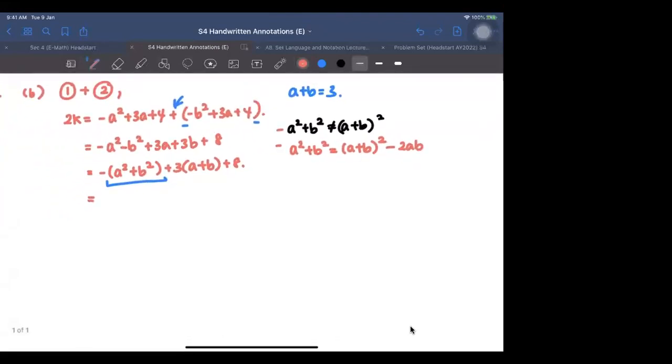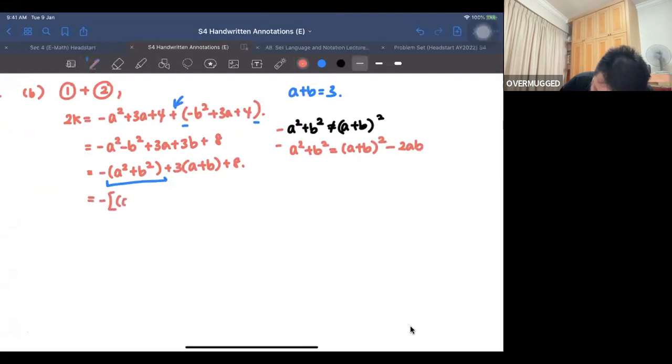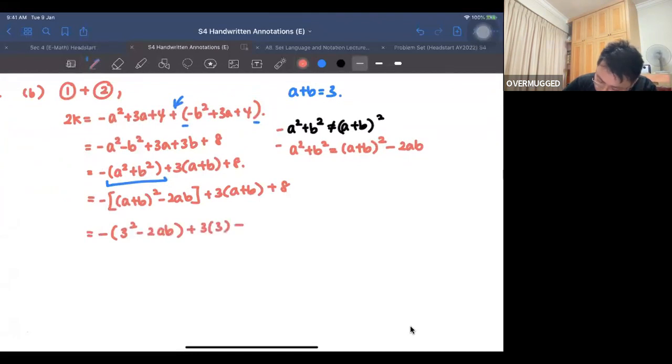So I'm going to perform this identity now. So negative, open bracket, a plus b squared minus 2ab, plus 3 times a plus b, plus 8. And now I have all the a plus b's in the world to actually solve. So we know that these are 3, so minus 3 squared minus 2ab, plus 3 times 3, plus 8. Now remember that this equals 2k, so you do need to divide by 2 throughout. So if you do it correctly, you will realize that the answer is k equals ab plus 4.